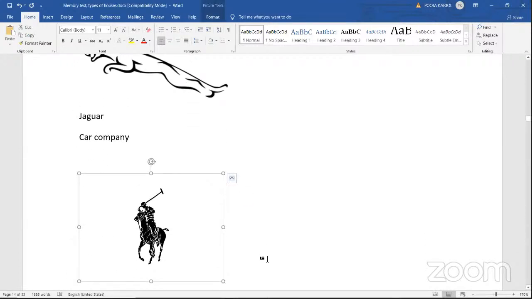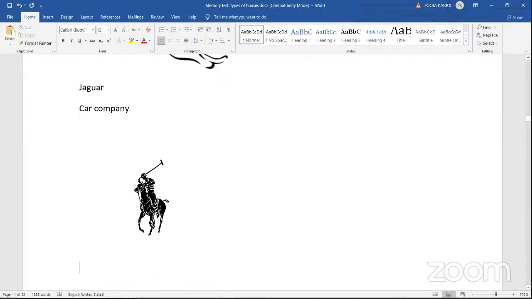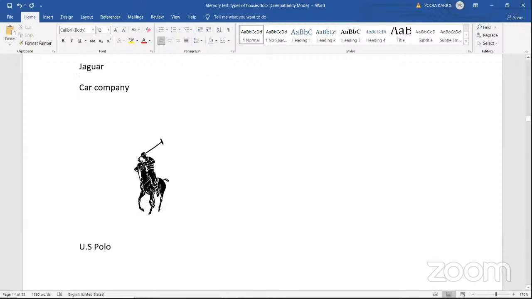What about this? Polo. US Polo. Polo bear. Yes. It's a clothing brand. Under which company does it come? Polo is not independent. This one. Ralph Lauren. It's called Polo Ralph Lauren.